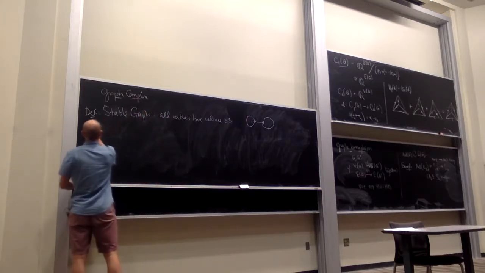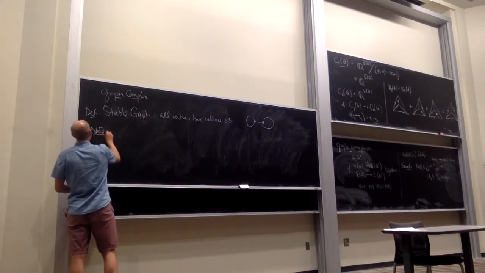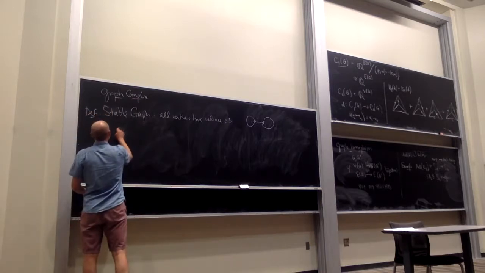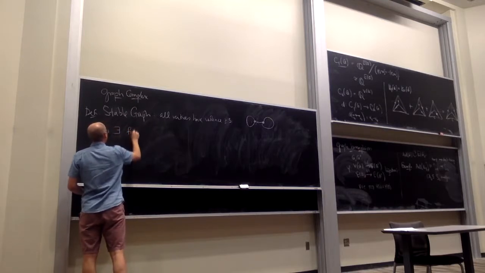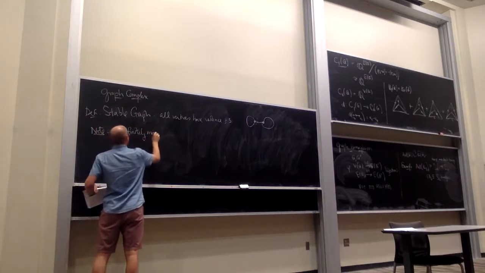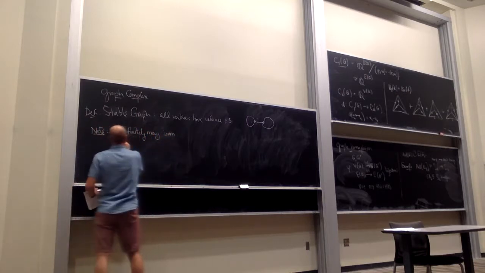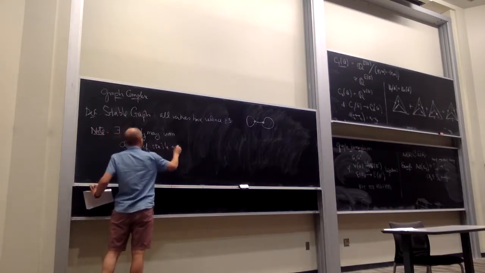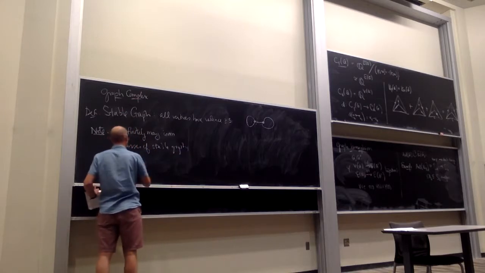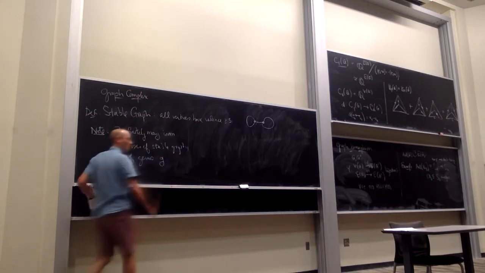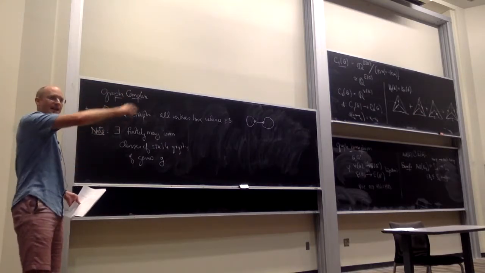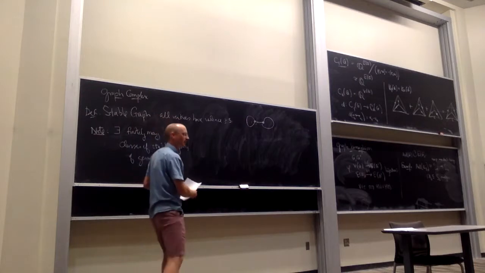And so what's good about this definition? There are only finitely many isomorphism classes of stable graphs of genus g. This wouldn't be true if we allowed the unstable graphs. We could take any edge and subdivide it as many times as we want.